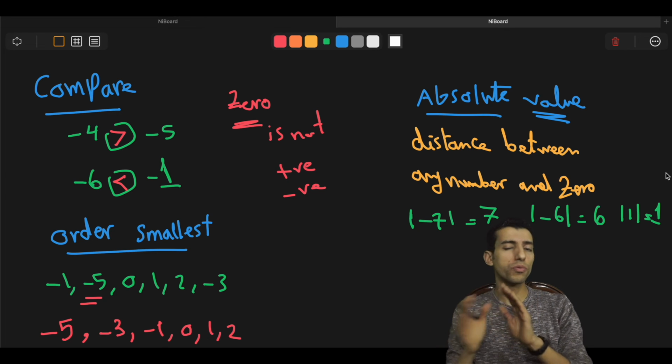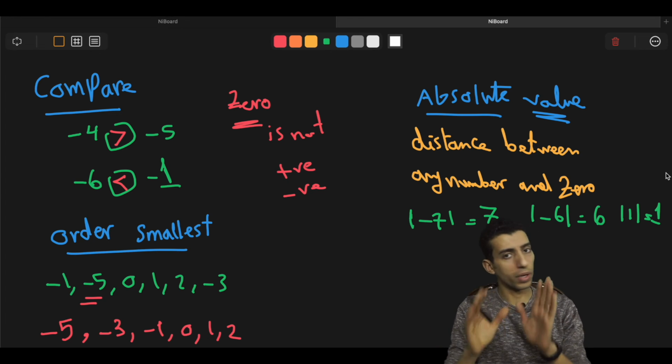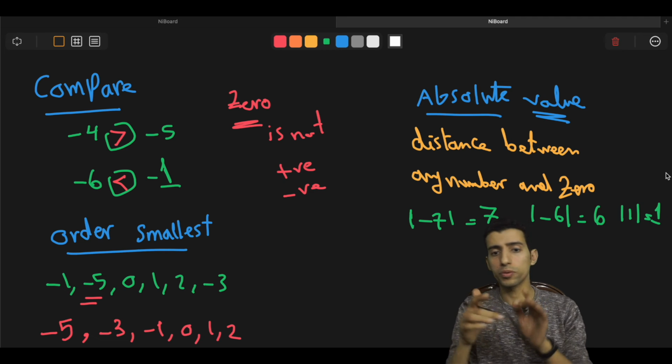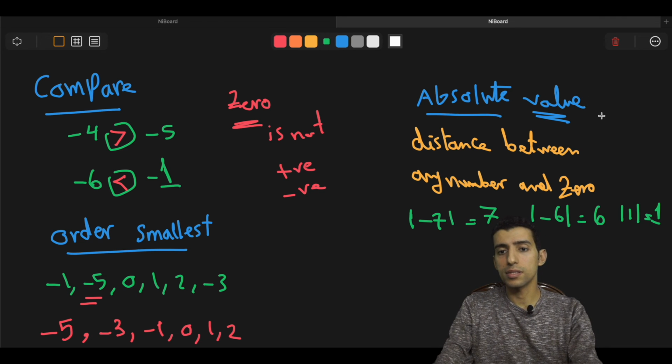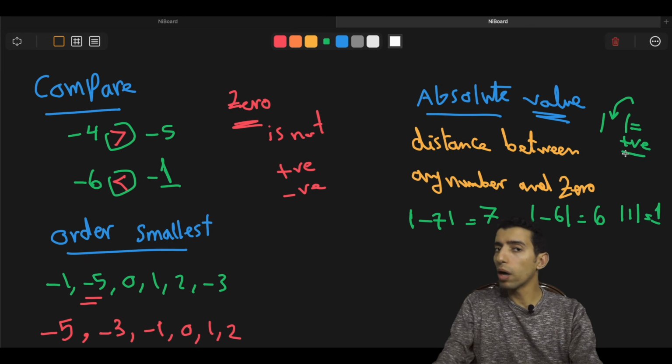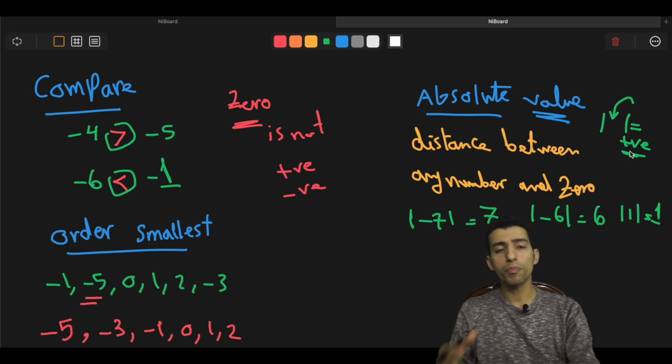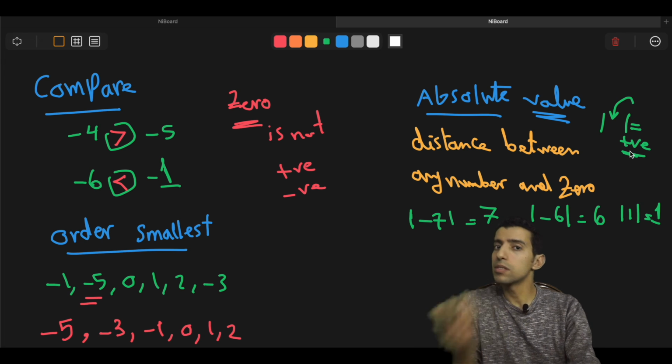You also have absolute value on the calculator, and if you want to use it, it's okay. You can find the word abs, or you will find this symbol. This is for absolute value. Whatever number you put in, it will come out positive. And why does it come out positive? Because any distance is positive.